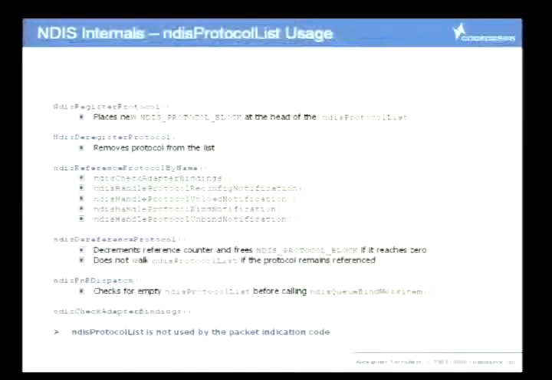This slide is about usages of the in this protocol list global variable. I've shown here a few functions that use this pointer, but you see that none of these functions belong to packet indication code. The conclusion of this slide is that this global variable in this protocol list is not used by the packet indication code at all.